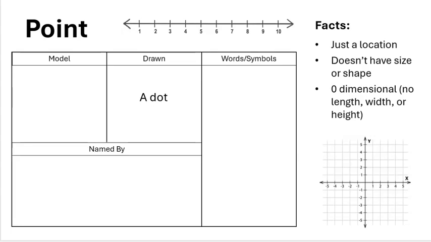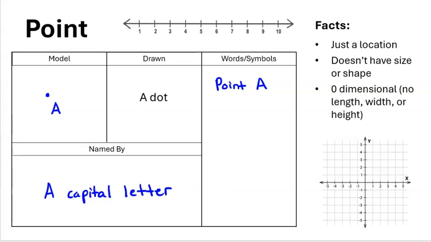So let's go ahead and look at some of these vocabulary words. We know that a point is drawn with a dot, and then we name it using a capital letter. So if I were to name what this model is right here, I would name this point A.